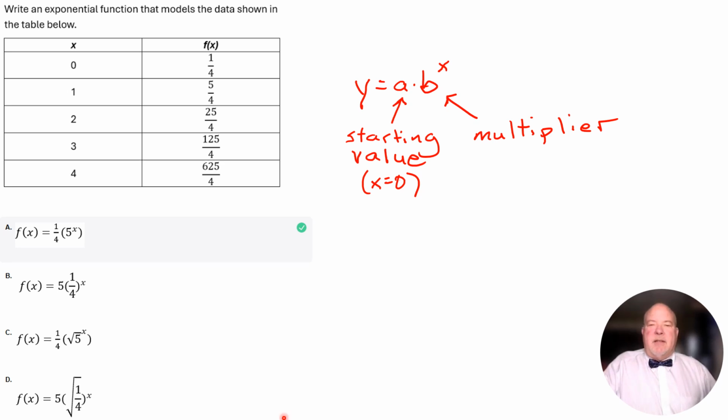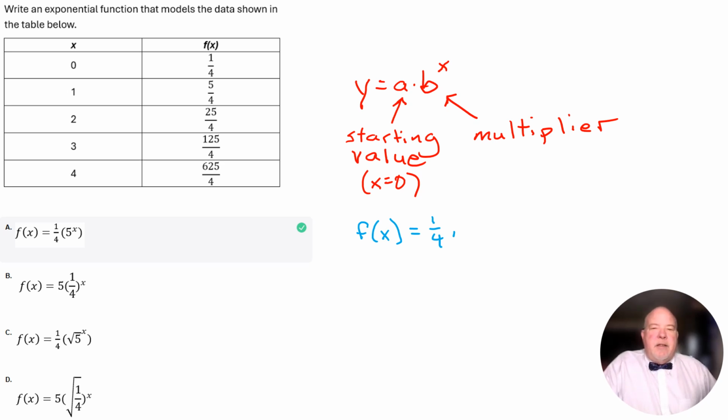And so if you look at the answer choices, you see they're all kind of in that format. So you got two numbers being multiplied together and an exponent of x. All right, so let's start with the a value, the starting value, which is when x equals 0. We can simply look at the table and we see that that's equal to 1/4. So let's write what we got so far. Instead of y, I'm going to write it in function notation because that's how the answers are written. So f of x equals, the starting value is 1/4.